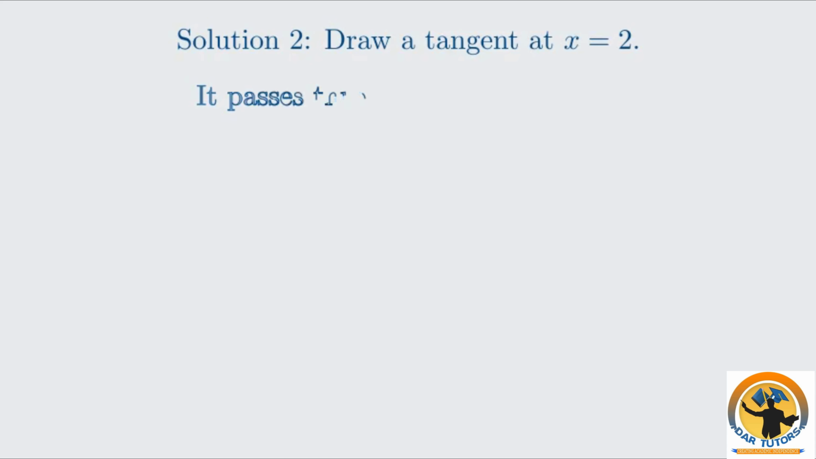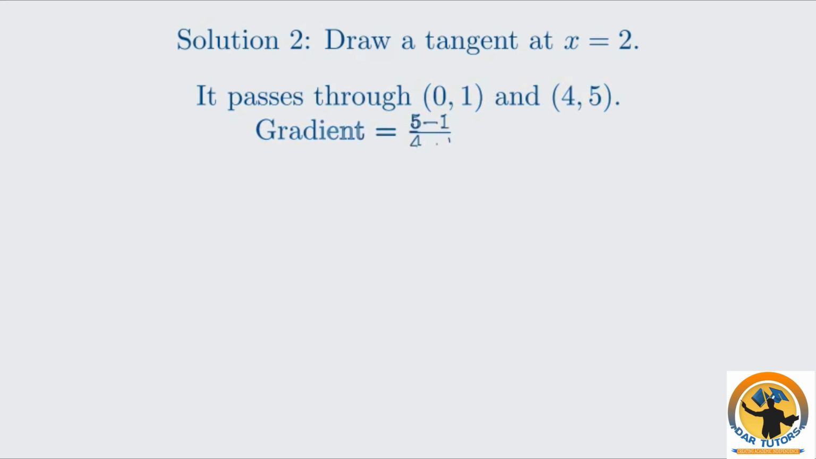For question 2, we need to estimate the gradient of the tangent at x equals 2. We draw a tangent line at x equals 2. This line appears to pass through the points (0, 1) and (4, 5). The gradient is 5 minus 1 divided by 4 minus 0, which is 1. So the estimated instantaneous rate of change is 1.